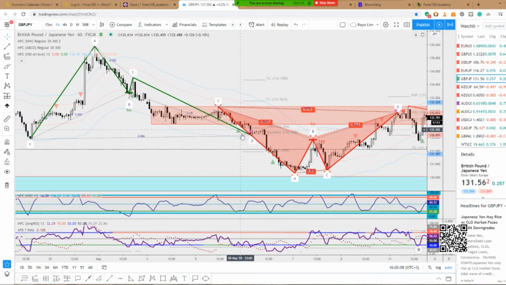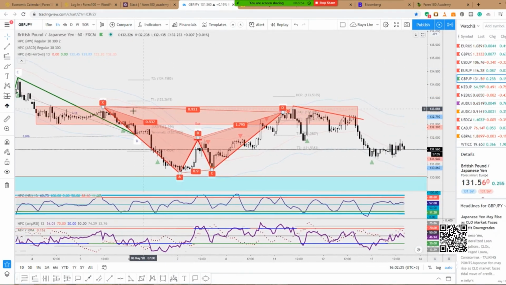You guys should know I never buy this bullish bat pattern, mainly because the arrow never showed as well. That's one. Secondly, there is no confirmation candle. And thirdly, I don't quite like the C point over here. Apart from that, this is the best trade.